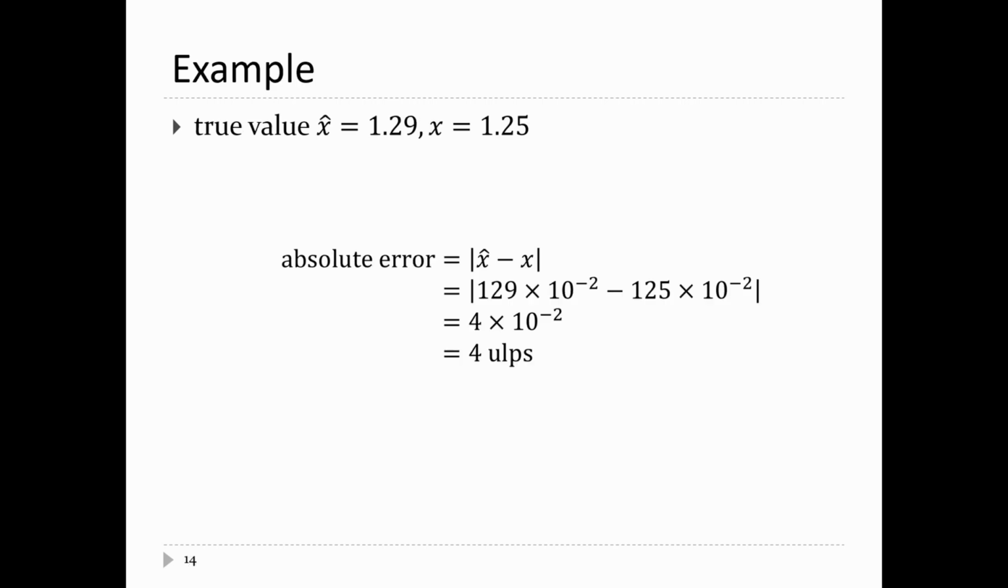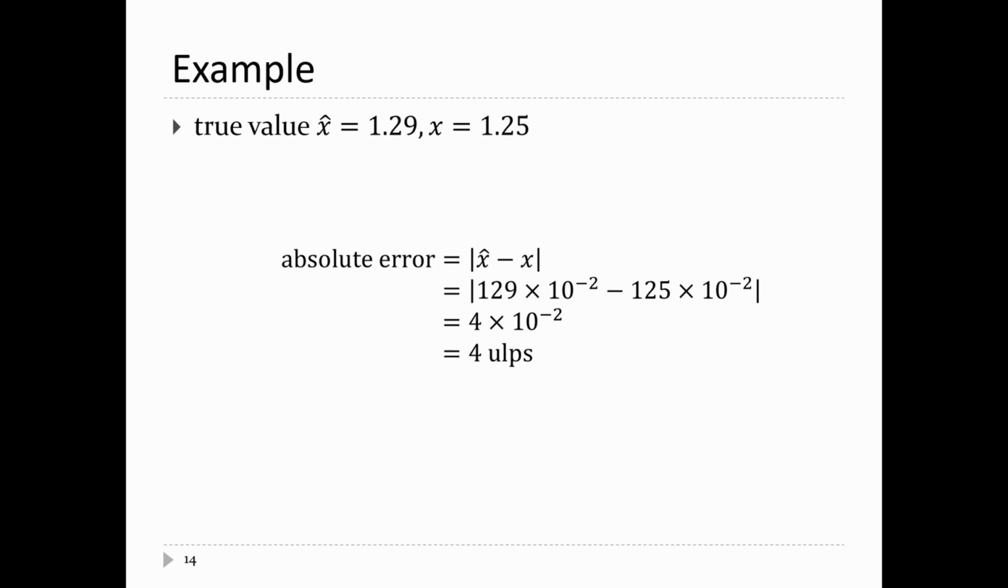So for example, I have a true value of 1.29 and a computed value of 1.25. I want to know what is the error in ulps. So I compute its absolute error. I start out by writing 1.29 in our floating point format. I need 3 digits, so it's 129, multiplied by 10 to something. Now you compute the something. Here it has to be minus 2, so that you get 1.29.